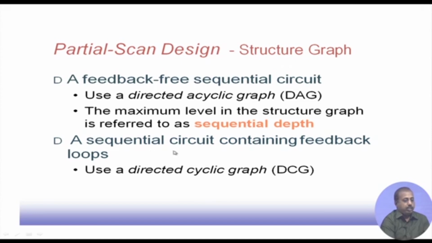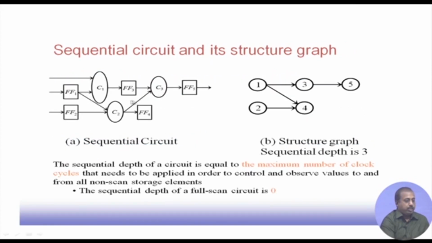This will happen if the sequential circuit is feedback free. If you look into this diagram, there is nothing from, say, flip flop 3 feeding back to flip flop 1. So, this graph is also a directed acyclic graph. There is no cycle in this graph.